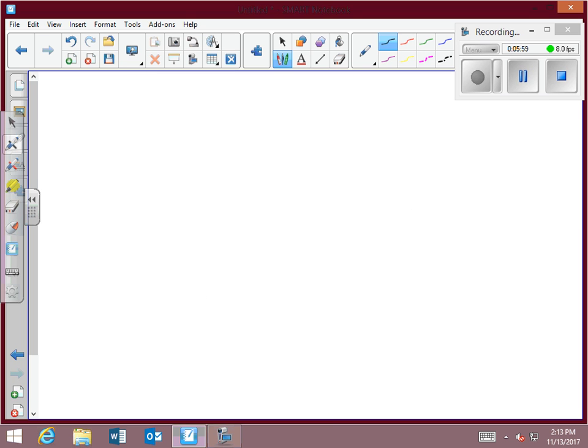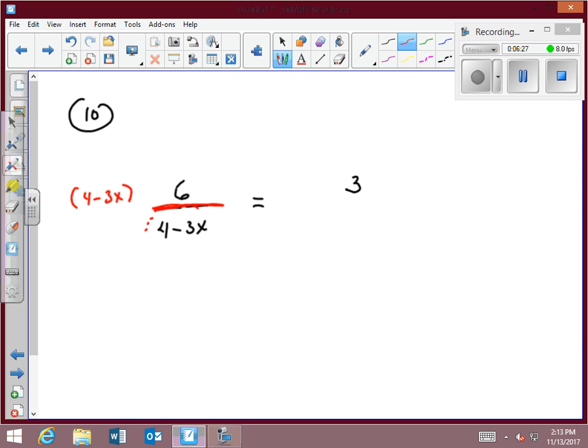Okay, we'll do 10. It says 6 over 4 minus 3x equals 3. What's the least common denominator? 12. 4 minus 3x, right? Now notice this straight line right here actually does this. There's an imaginary bracket around this, correct? That straight line is a bracket.